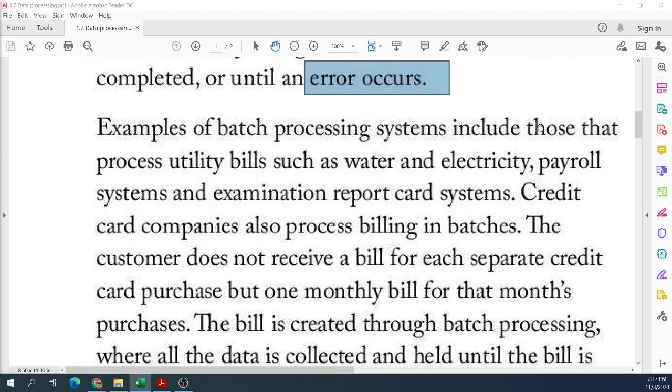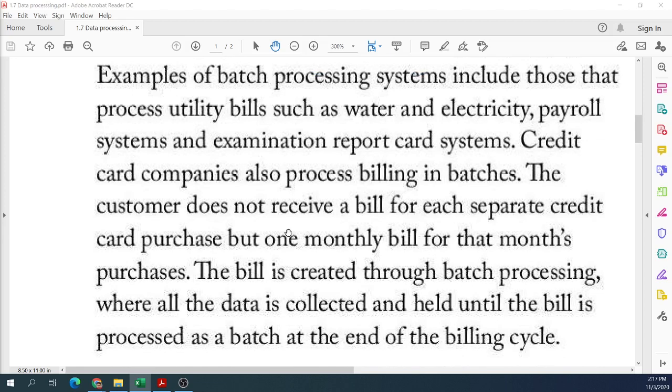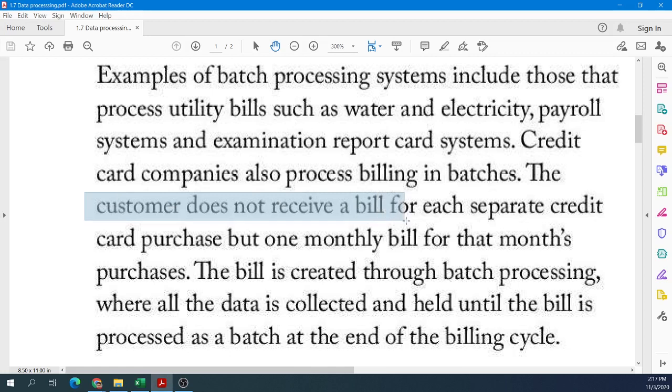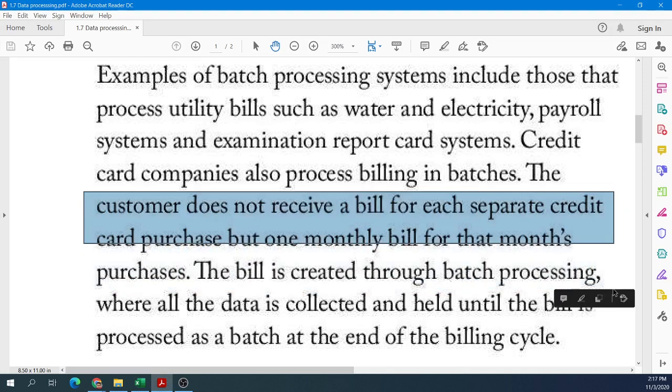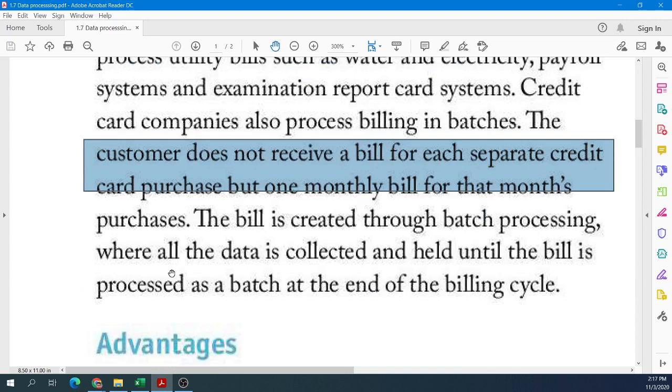Now, examples of batch processing would include utility bills, payrolls, examination report cards, and so on, credit card companies. So the customer does not receive a bill for each separate credit card purchase, but one monthly bill for that month's purchases. The bill is created through batch processing where all data is collected, held until the bill is processed as a batch at the end of the billing cycle.